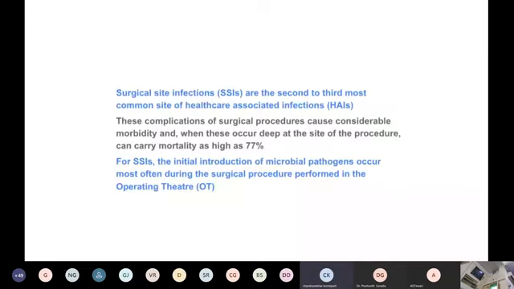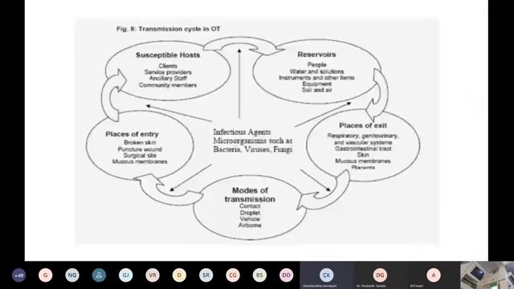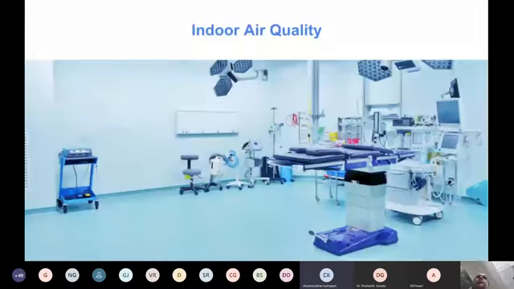How does it transmit? Let us talk about hosts, places of entry, modes of transmission, places of exit, reservoirs. All these movements cause infectious agents, microorganisms such as bacteria and viruses. The most important factor in the hospital is how we eliminate sick building syndrome. This is eliminated by having proper indoor air quality.